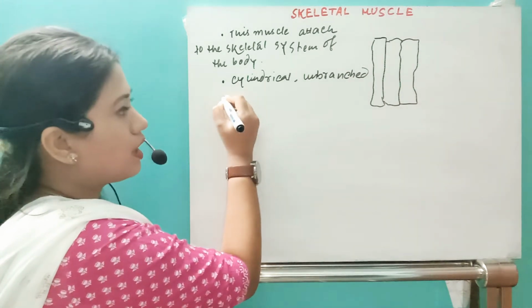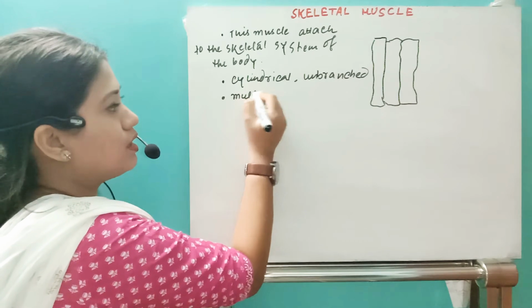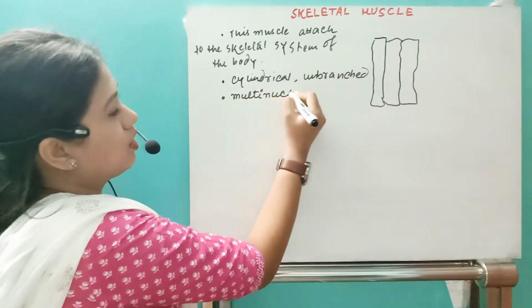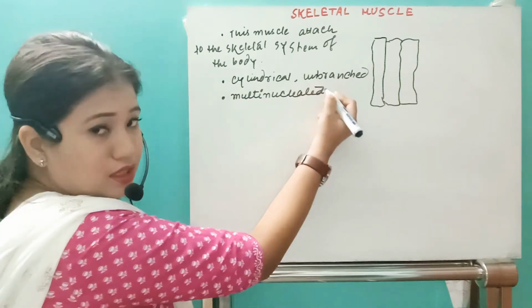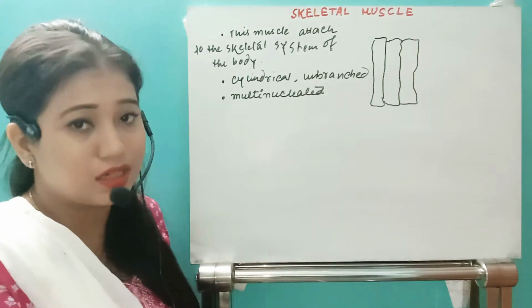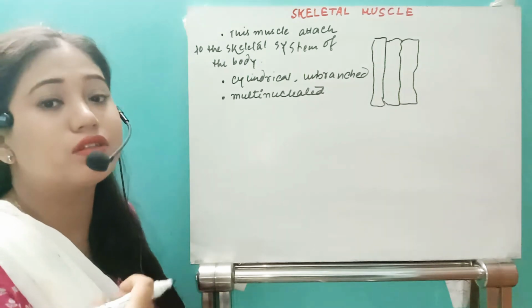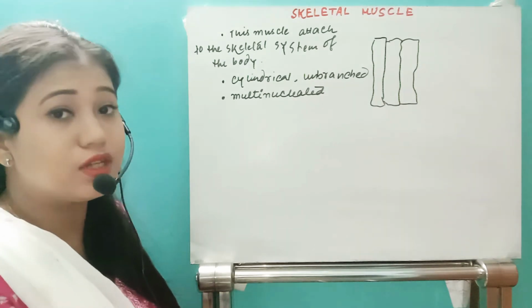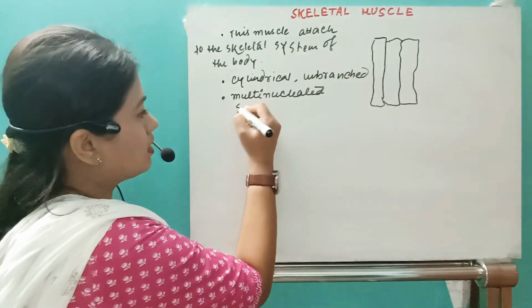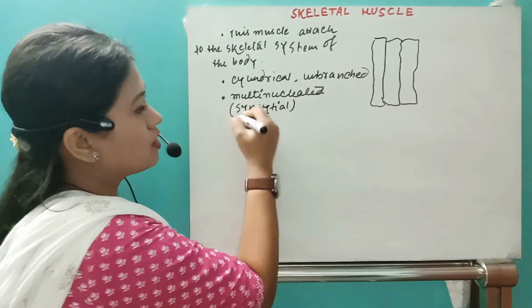Okay. Third characteristic you need to know is that it is multinucleated. Multinucleated means one cell has more than one nucleus, right? So this is very much important. We have one term also for a multinucleated cell. What is that? That is syncytial. Okay, so what is the meaning of syncytial?